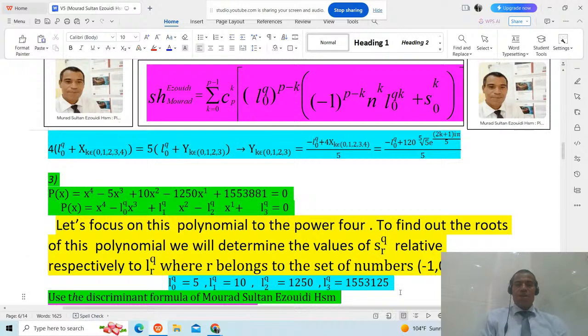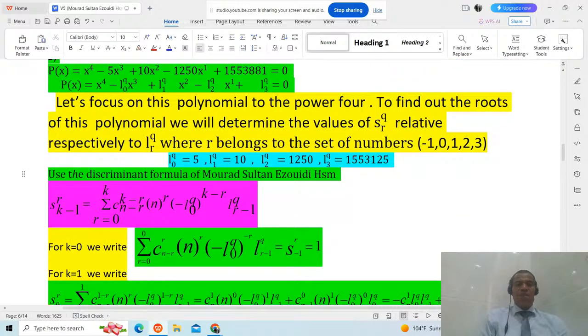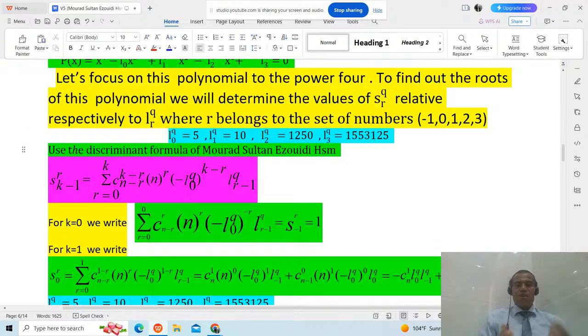Okay. Now the coefficients are written down with blue color. We are going to use the discriminant formula of Murat Sultan to find the values of S0, S1, S2, and S3. After that, we will let you preview what will come next, because there are some steps we should follow.